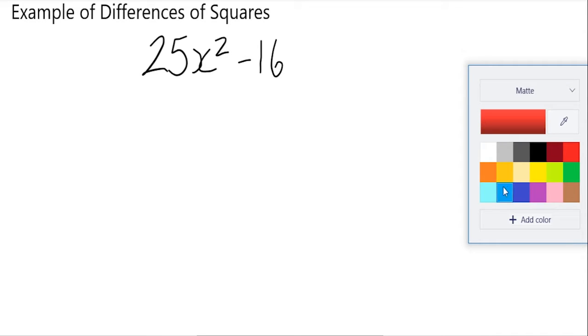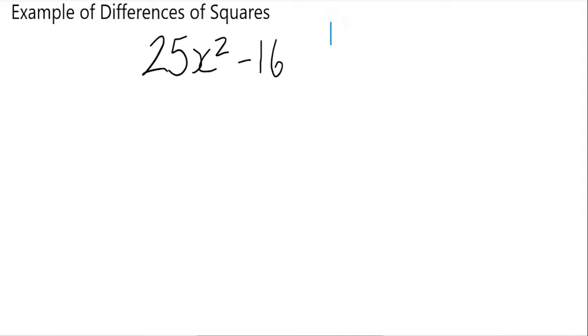Essentially, what we're going to be doing is we're going to look at the first term. So let's take a look at term 1. Essentially what you're finding out is what is the square root of the first term. In this case, the square root of the first term is 5x. Since it's an easy value, it's not like 2.2 something, then we know we're dealing with a difference of squares.